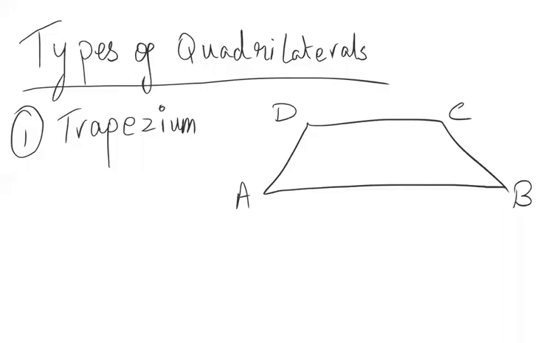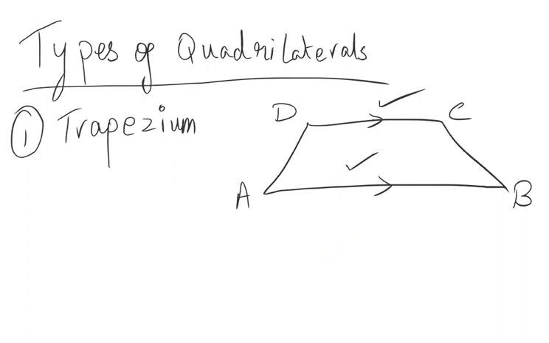All right, let's discuss the types of quadrilaterals. The first one is the trapezium. The definition of a trapezium is that it is a quadrilateral, yes, four sides are there, having one pair of parallel sides. That means any two sides are parallel. Either these two sides are parallel, or if I had to draw one like this, this is parallel. So any two sides parallel makes it a trapezium.